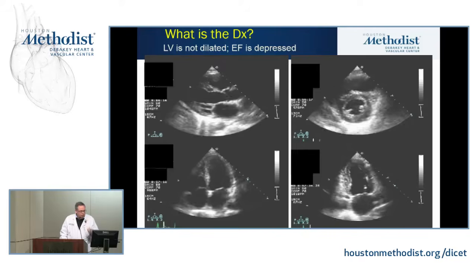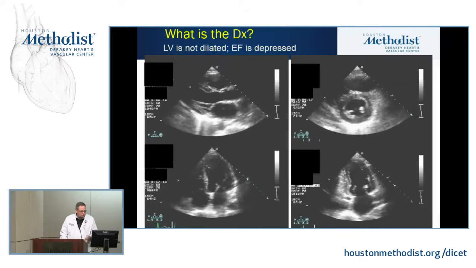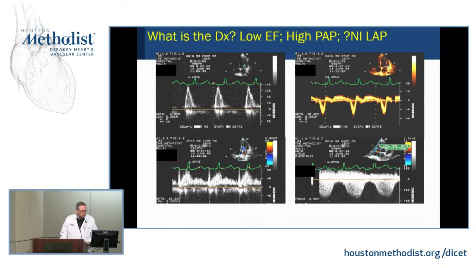So this heart is not dilated. The EF is a little down. Okay, what is it? PA pressures are high. So we have a little bit of a reduction in EF. We have a funny looking diastology pattern with a fast heart rate, a uni wave.